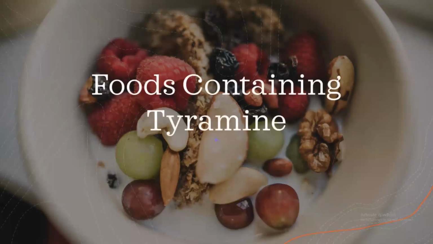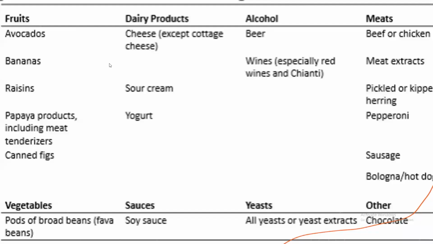Then we studied the foods containing tyramine. Fruits like avocados, bananas, raisins, papaya products, including meat tenderizers, canned figs. Dairy products include cheese, except only cottage cheese. Everything else has tyramine in it: sour cream, yogurt. In alcohol, beer has tyramine, and wines, especially red wine and Chianti. Meats: beef or chicken, meat extracts, pickled herrings, pepperoni, sausage, bologna, hot dog. In vegetables, the pods of broad beans, fava beans. In sauces, soya sauce, all yeasts or yeast extracts, and chocolates.